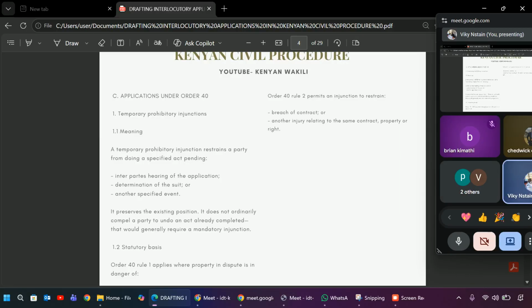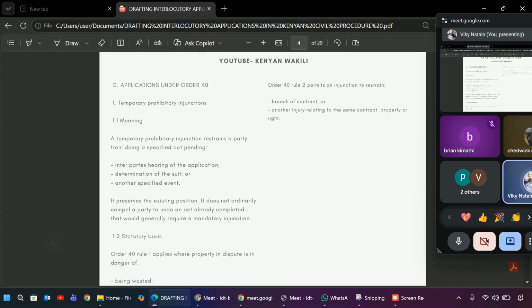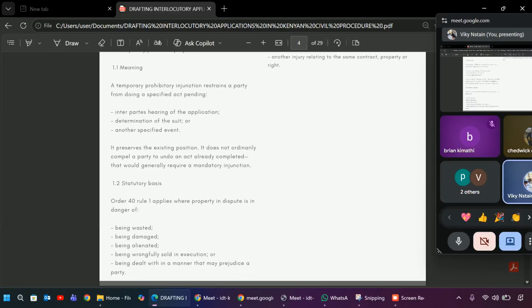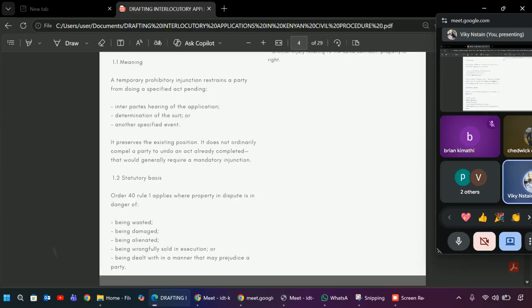What is the meaning first? A temporary prohibitory injunction restrains a party from doing a specified act pending either the inter partes hearing of the application, determination of the suit, or another specified event that you want the court to give a temporary prohibitory injunction. So it preserves the existing position. It does not ordinarily compel a party to undo an act already completed, because that would generally require a mandatory injunction.